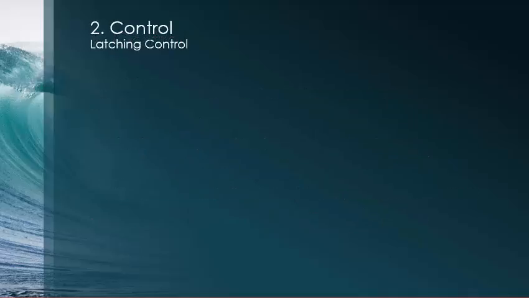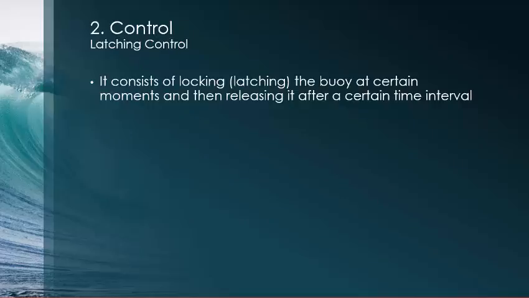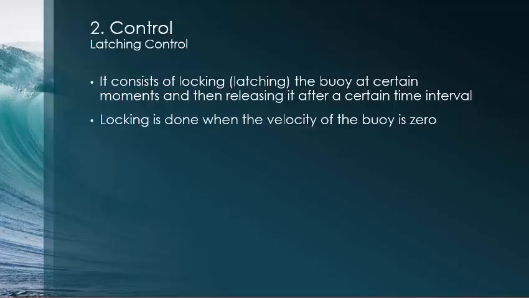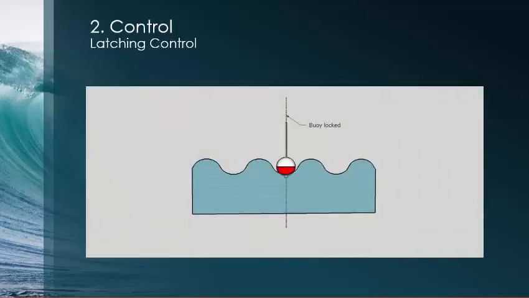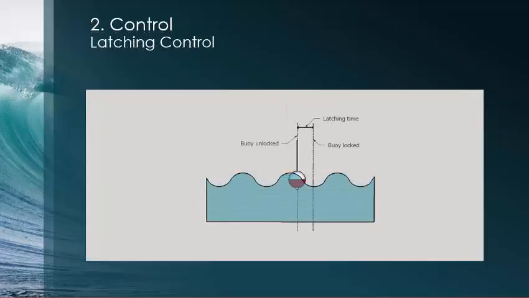Latching control consists of locking, that is latching the buoy at certain moments and then releasing it after a certain time interval. Locking is done when the velocity of the buoy is 0. So let us consider a buoy moving in a moving wave. Now, at the extreme points, velocity of the buoy becomes 0 and the buoy is locked. After a time interval called the latching time, the buoy is unlocked.